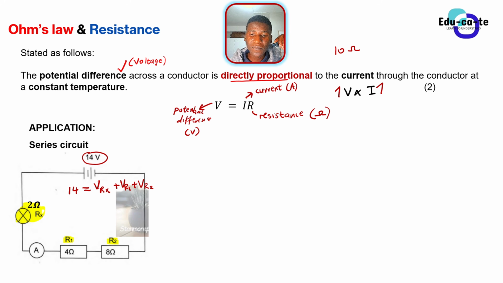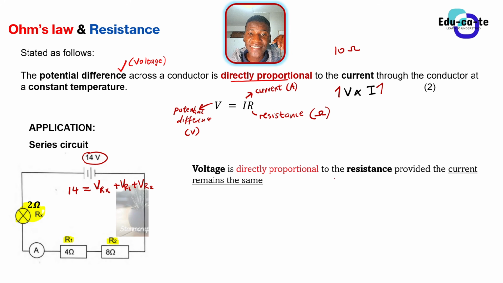What do I mean by that? I'm trying to say that the voltage is directly proportional to the resistance, provided that the current remains the same. So at a constant current, the voltage is directly proportional to the resistance. In a series combination, Rx, R1 and R2 are connected in series to one another, and their current is the same. That's why we say the current remains the same. Rx, R1, R2 have equal current, because in a series connection the current is the same for all components connected in series.